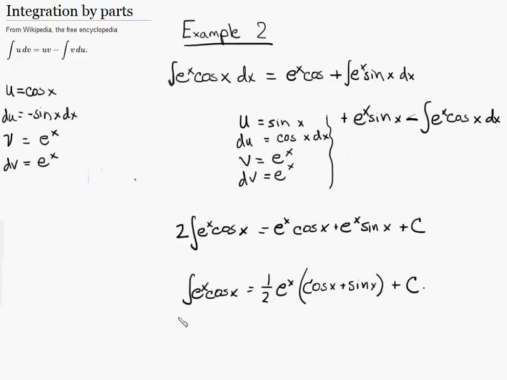And that is the answer, or the integral of e to the x cosine x dx is equal to 1/2 e to the x cosine of x plus sine of x plus c.